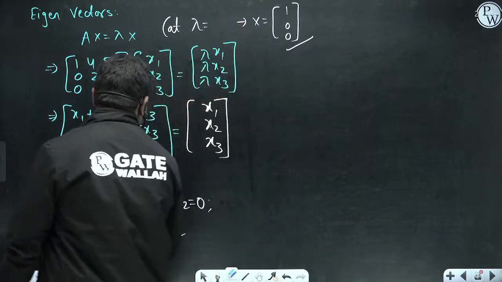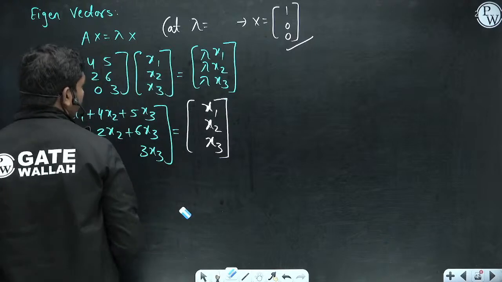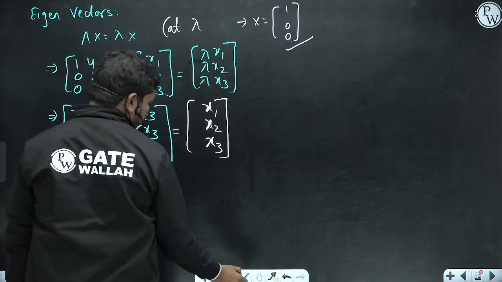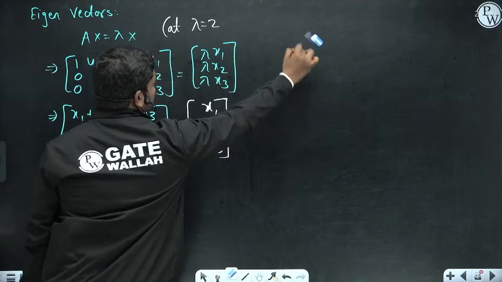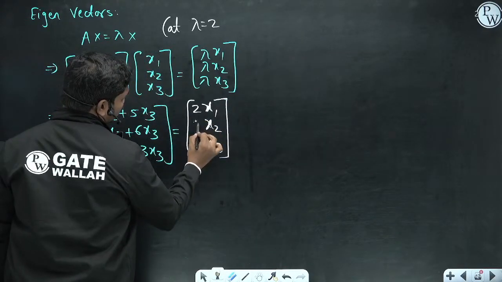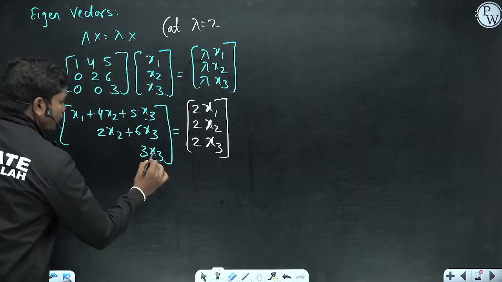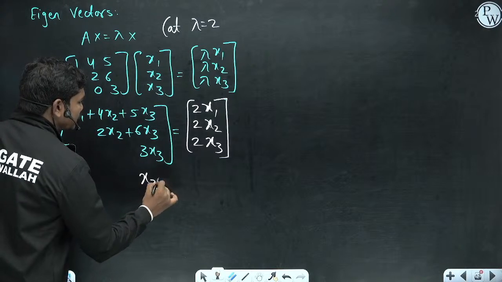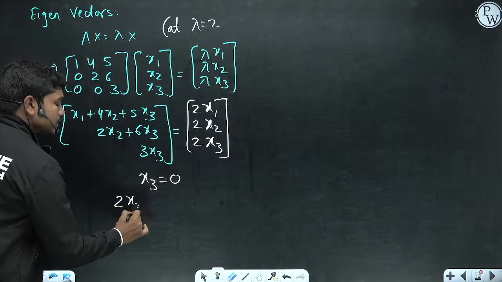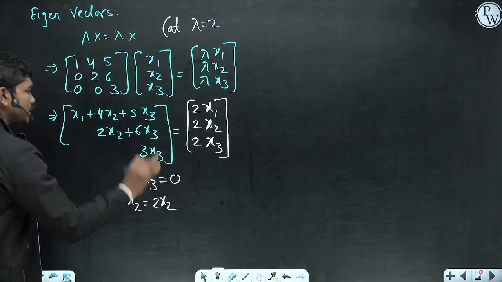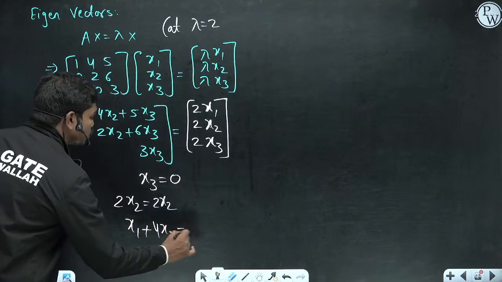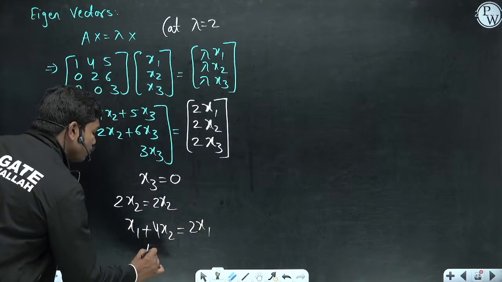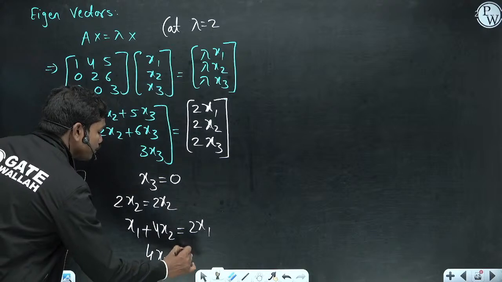Lambda is equal to 2 here. So if you make lambda equal to 2, then 2x1, 2x2, 2x3. So 3x3 is equal to 2x3, so x3 is equal to 0. 2x2 is equal to 2x2 for any value of x2, doesn't matter. So x1 plus 4x2 is equal to 2x1 because x3 is 0. So 4x2 is equal to x1.